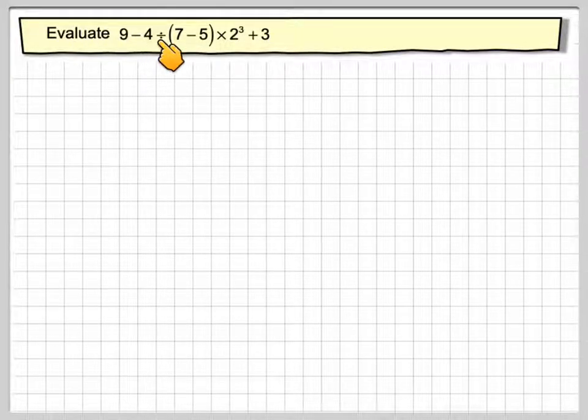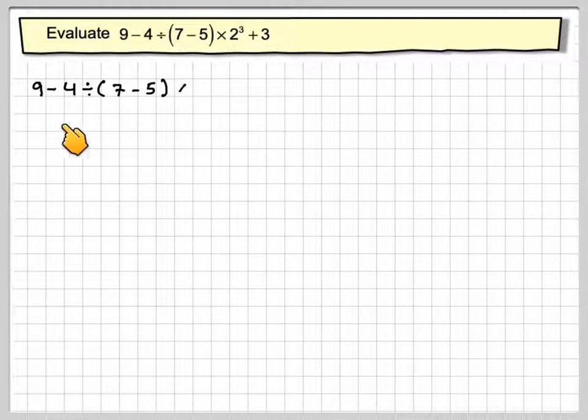Evaluate 9 minus 4 divided by bracket 7 minus 5 times 2 cubed plus 3. This video is about the order of operations. So let's just write down the sum: 9 minus 4 divided by 7 minus 5 times 2 cubed plus 3. Now the question is, what do we do first?